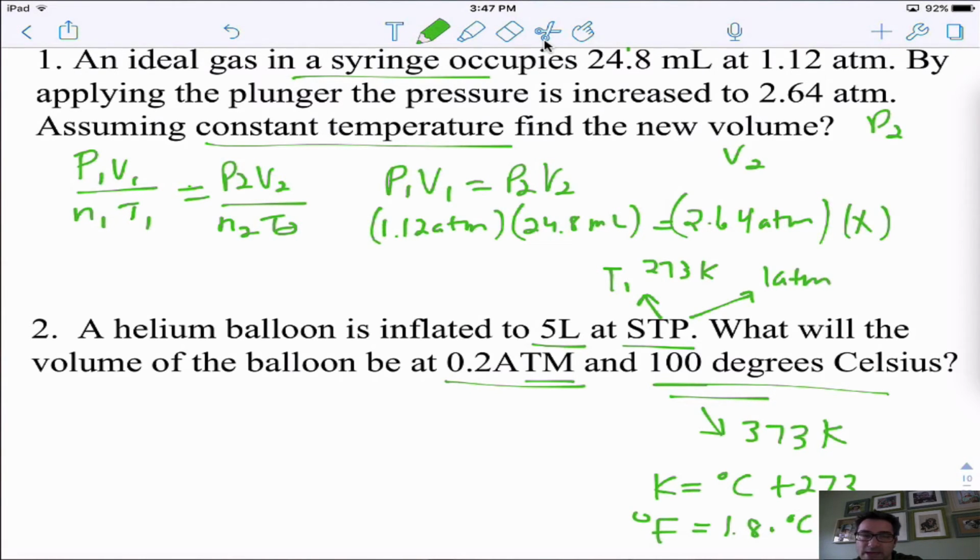So here are all my values. I could plug them in and solve, but I want you to do that one on your own. Come to class tomorrow with that done.